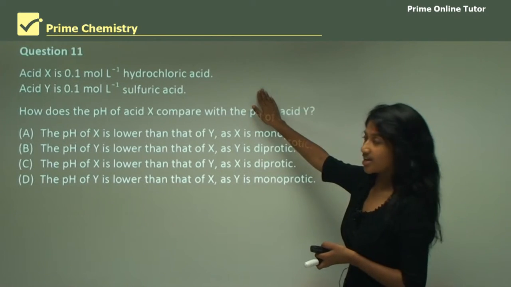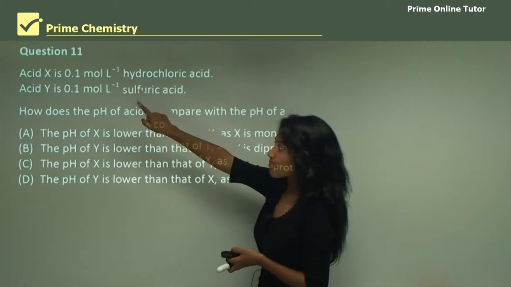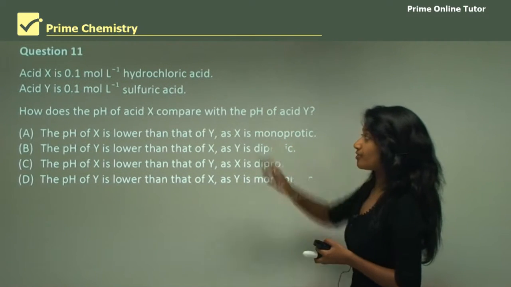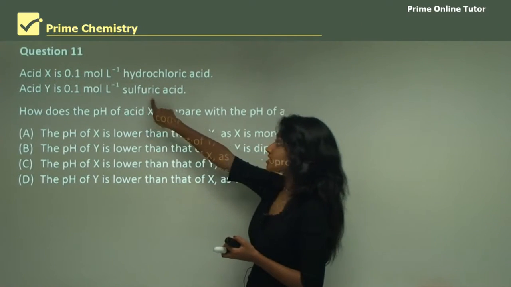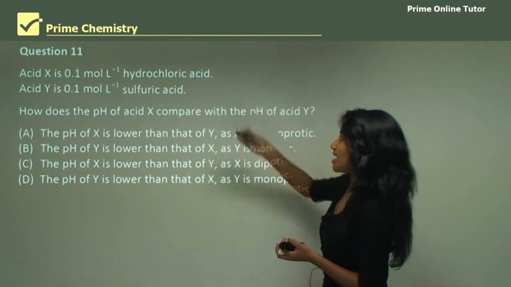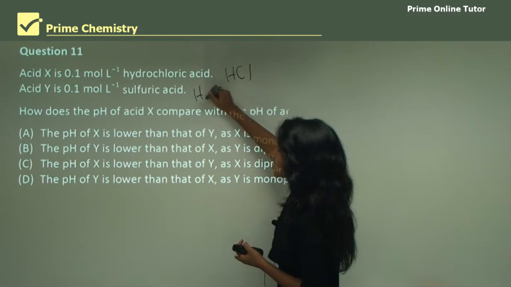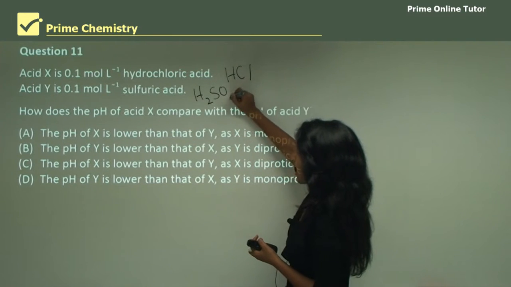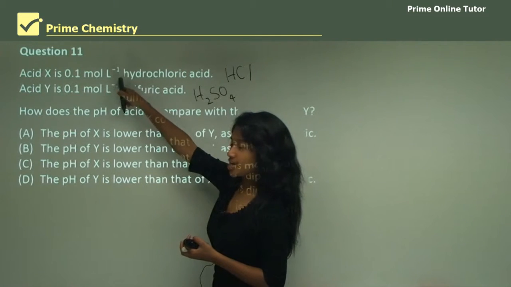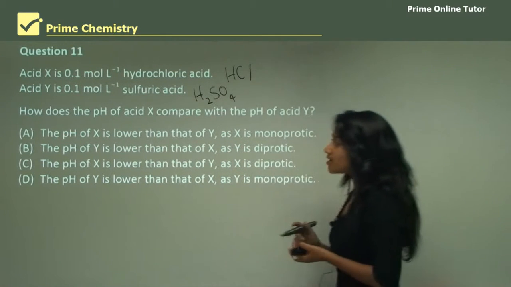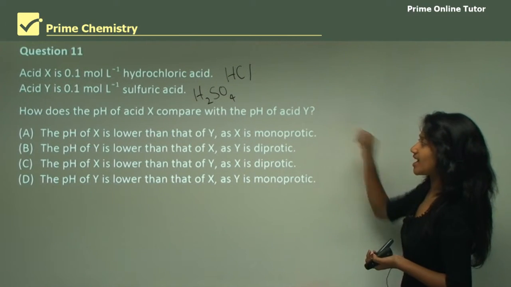We have question 11 here. Question 11 states: acid X is 0.1 moles per liter of hydrochloric acid, while acid Y is 0.1 moles per liter of sulfuric acid. I would write down the chemical formulas for each of them next to it, because this would make it easier later in the question. They're the same concentration, as you can see. Now how does the pH of acid X compare with the pH of acid Y?